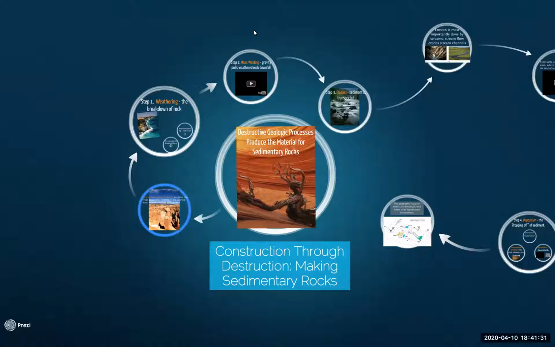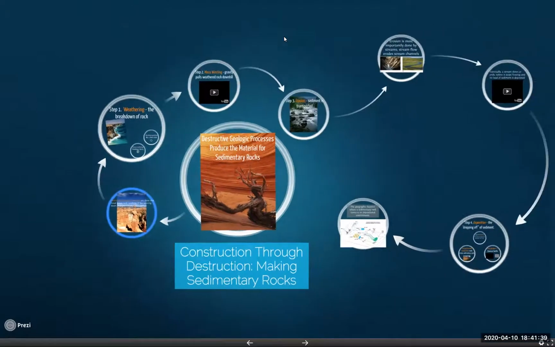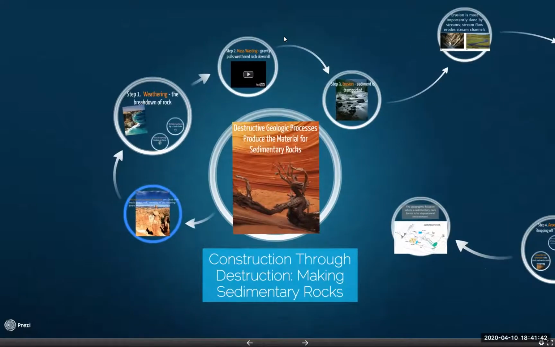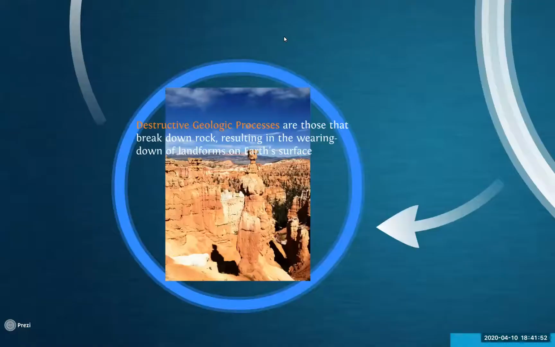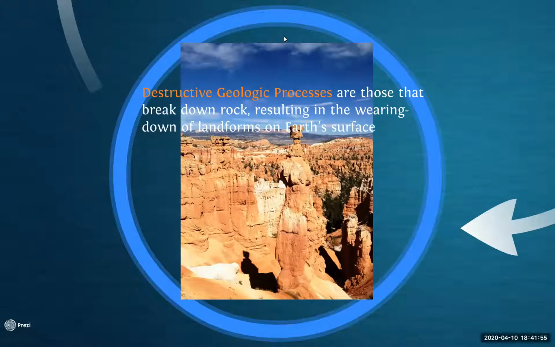Construction through destruction, making sedimentary rocks. Destructive geologic processes produce the material for sedimentary rocks. Powered by the sun, destructive geologic processes operate on or very near Earth's surface, causing rock to weaken and break down, resulting in wearing down the landforms on Earth's surface and the production of sediment.